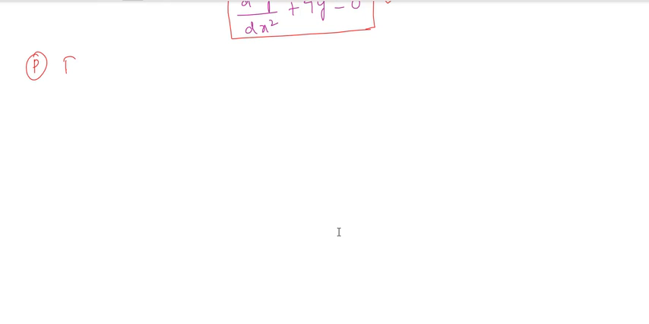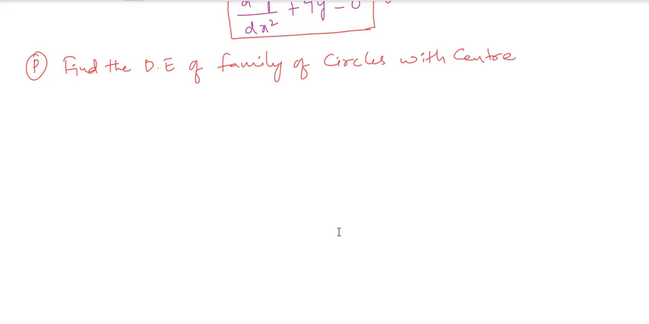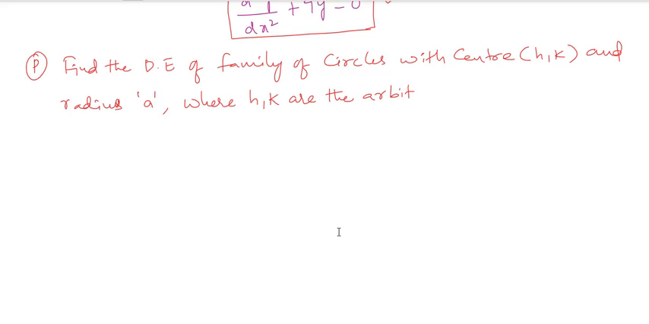Find the differential equation of a family of circles with the center h comma k and radius a, where h comma k are the arbitrary constants. Am I correct or wrong? So this is the question that I had given.